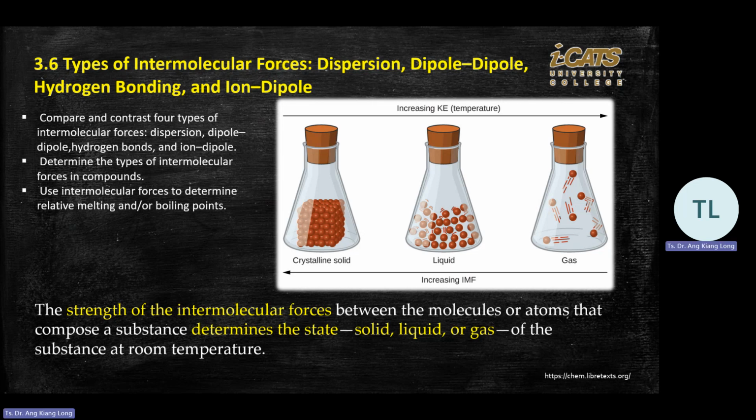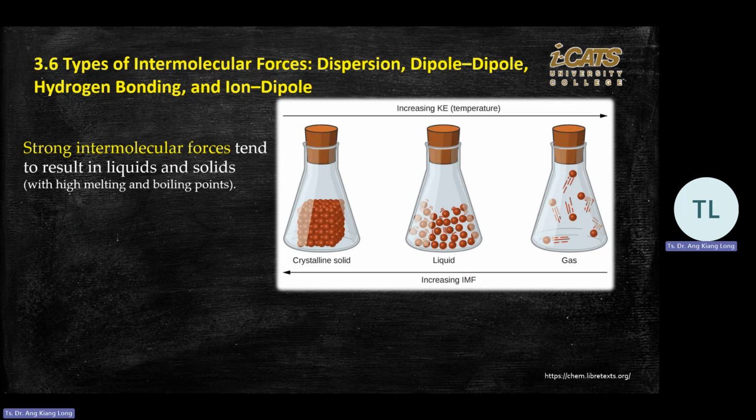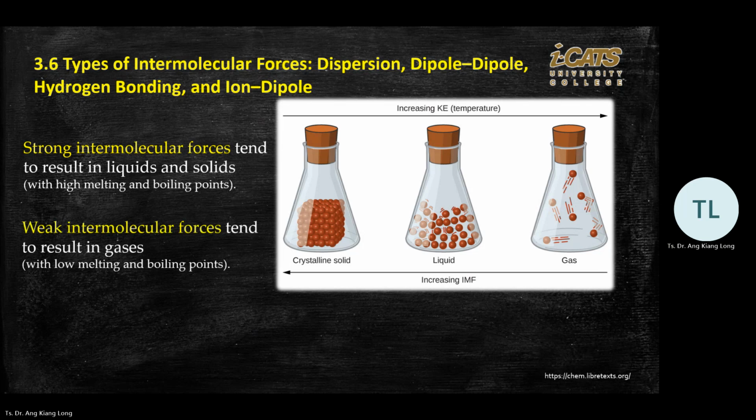Now we look at the strength of intermolecular forces. There are four forces: dispersion, dipole, hydrogen bonding, and ion dipole. So we look into these four types. If we compare to gases, liquid and solid have strong intermolecular forces, right? That gives high melting and boiling points compared to the gas form. If you describe intermolecular forces as weak, it will automatically fall into the gaseous state.